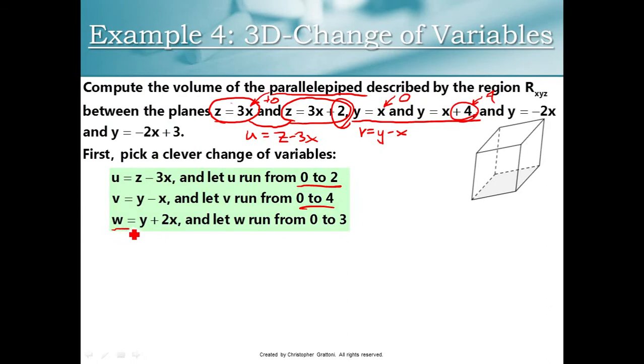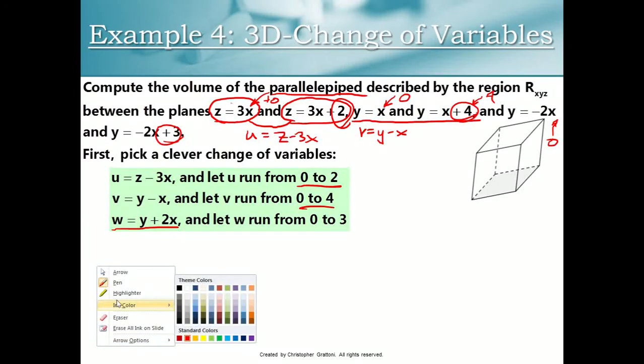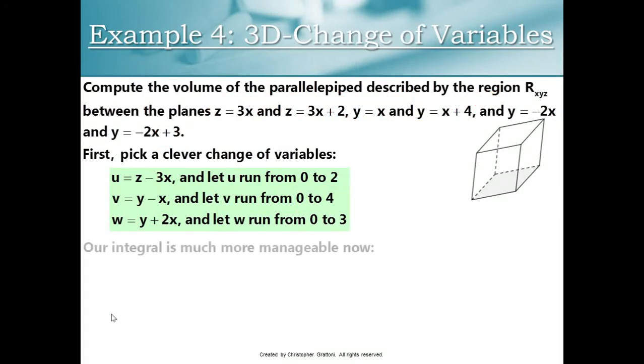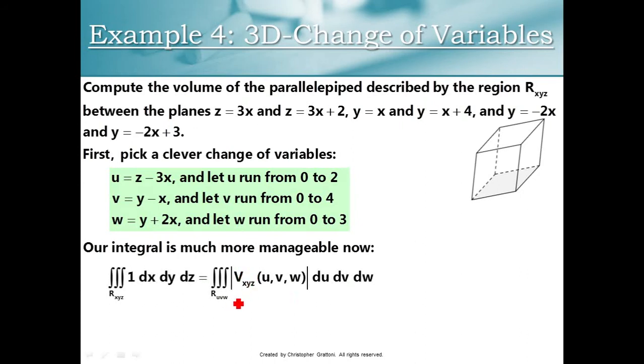And then similarly, w is going to equal y plus 2x. You're going to do the same sort of thing for your change of variables, and you can see that w goes from 0 to 3. All right, this integral is a lot more manageable as a u-v-w space integral.